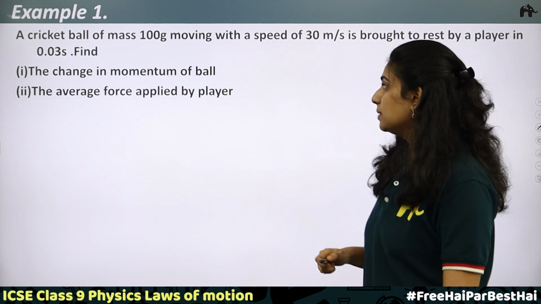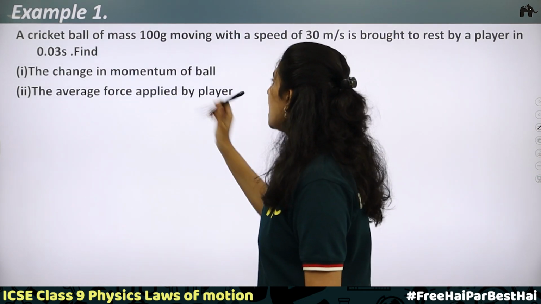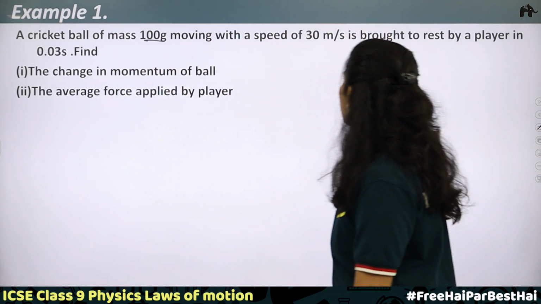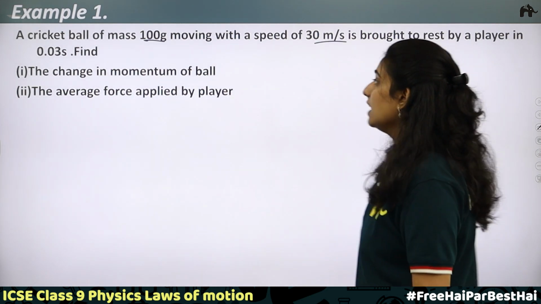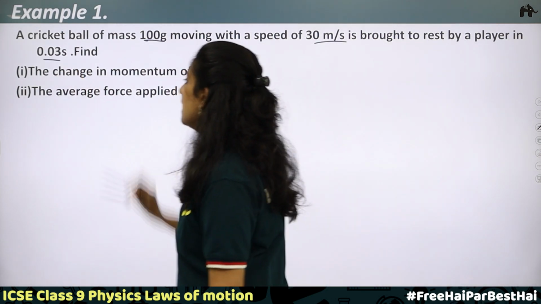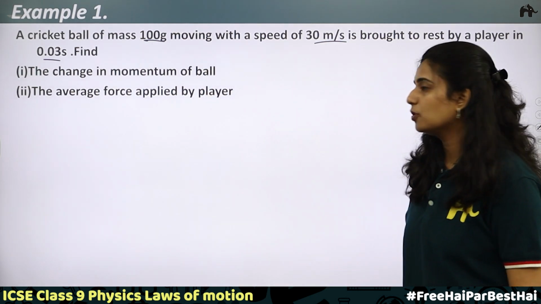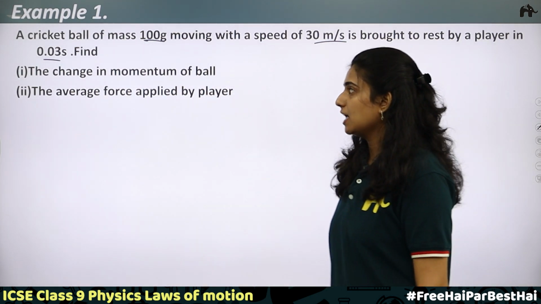Let us take an example. A cricket ball of mass 100 gram moving with a speed of 30 meter per second is brought to rest by a player in 0.03 seconds. Find the change in momentum of the ball and the average force applied by the player.